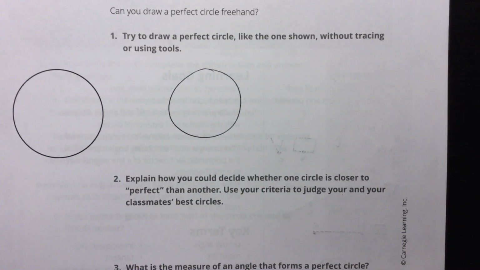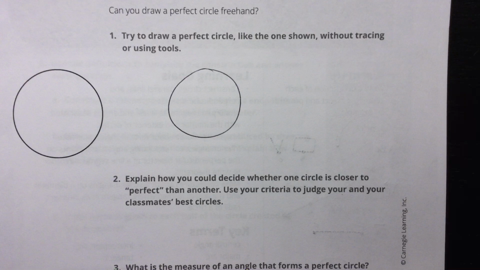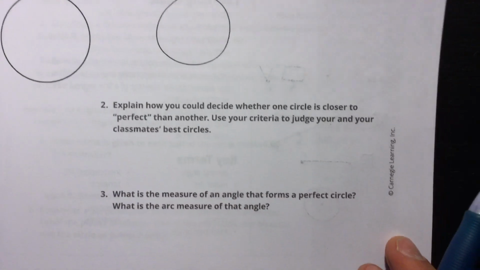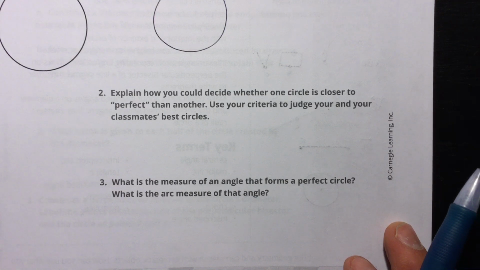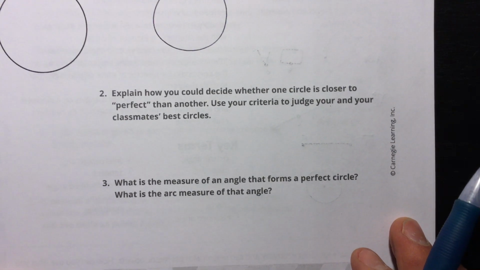Okay, so number 2 here. Number 1 literally just says try to draw a perfect circle, so I've done that. Now I'm on to number 2. Explain how you could decide whether one circle is closer to perfect than another. Use your criteria to judge your and your classmates' best circles.